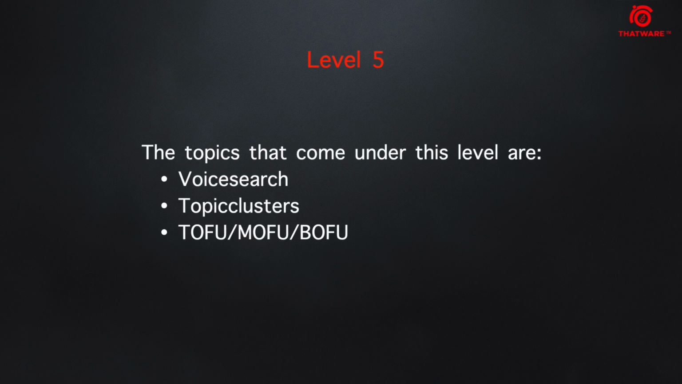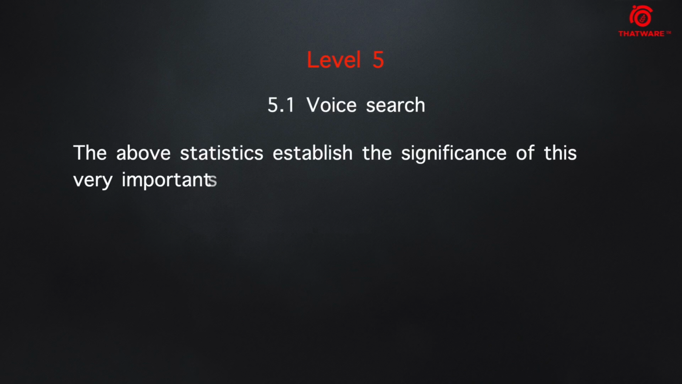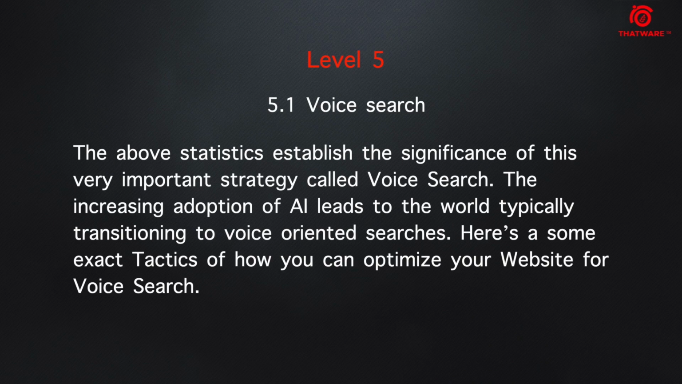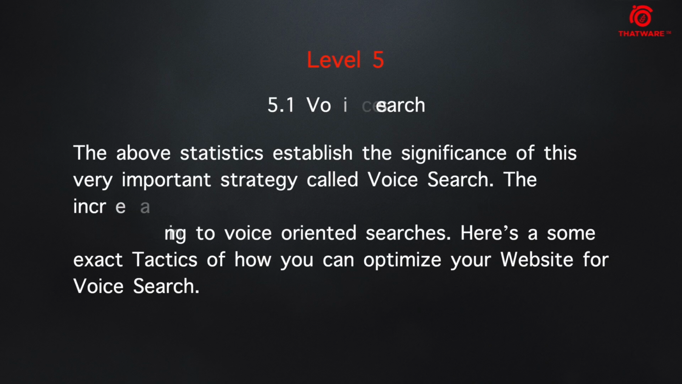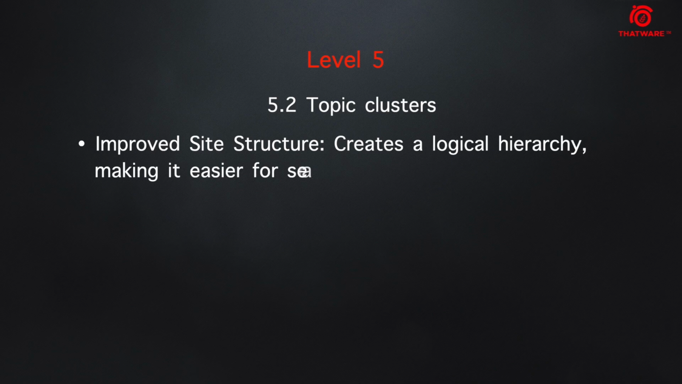Moving down to level 5, then you can start with voice search, topic clustering, and segregating the contents as tofu, mofu, and bofu. So starting with voice search, yes, you can. Voice search is becoming trendy. We already have a dedicated video on the voice search. Do watch that. Topic cluster, make sure to break down all the keywords into relevant groups of topics.